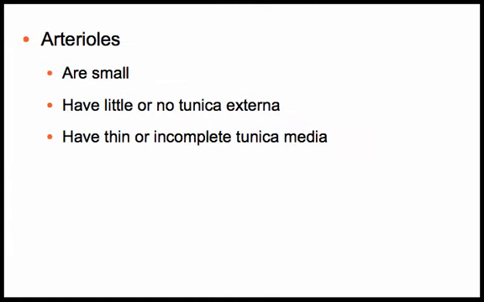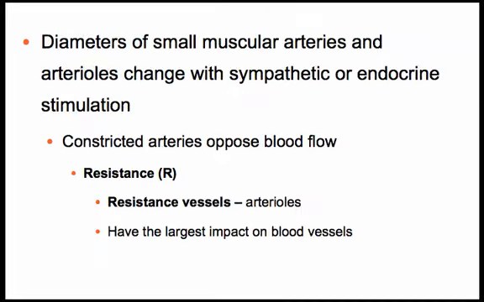The arterioles are small and have little or no tunica externa. They also have a thin or incomplete tunica media. The diameters of the small muscular arteries and arterioles change with sympathetic or endocrine stimulation. Constriction of the arteries opposes blood flow. The arterioles are considered the resistance vessels due to the large number of arterioles and their ability to constrict. As the resistance vessels, arterioles have the largest impact on blood pressure.